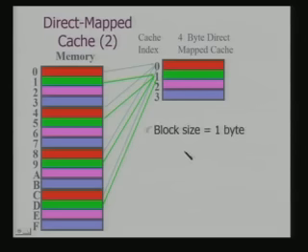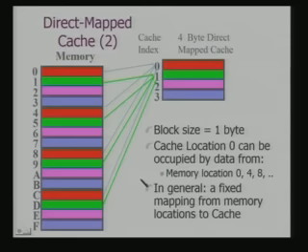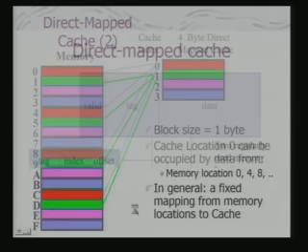So, here the assumption, if we work with the simple assumption that block size is 1 byte, the cache location 0 can be occupied by the data from memory location 0, 4, 8 and so on, and in the general case a fixed mapping from memory locations to that of the cache. So, how is it really done, or how is it really implemented by the cache controller?